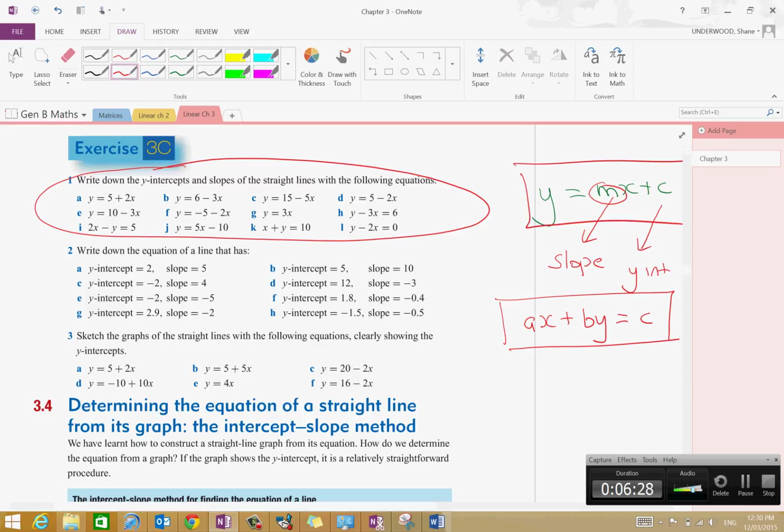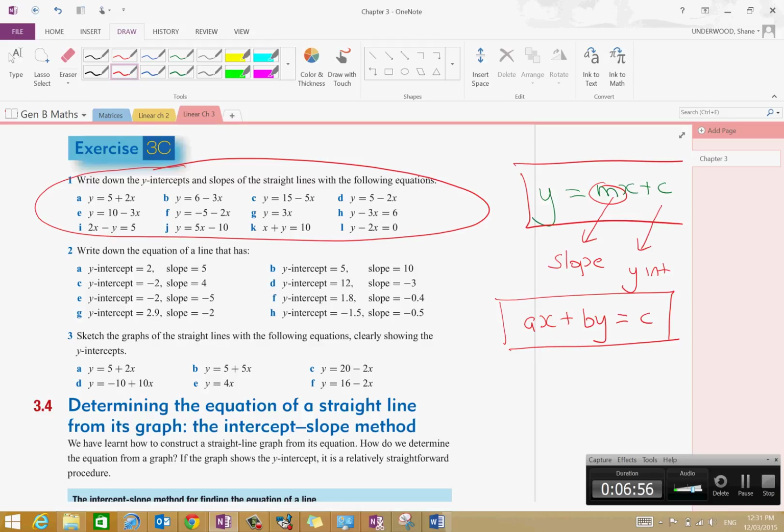So, Tom, can you please tell me what is the slope for y equals 6 minus 3x? What is the slope? Negative 3. Negative 3. What's the y-intercept? 6. Thank you. Ben, can you tell me the slope for y minus 2x is equal to 0? Can you tell me the slope? So the slope would be negative 2.